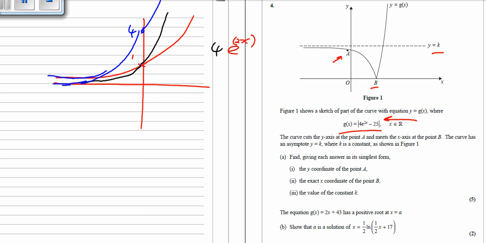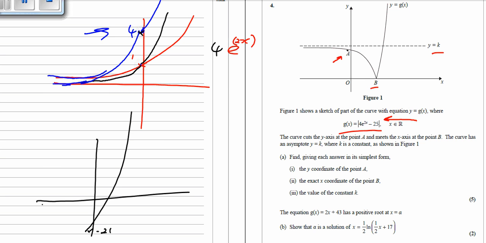And then what we're going to do is we're going to take away 25. So if we take away 25, that means taking our curve here and just moving it down by 25. So if it goes through at 4 at the moment, it's now going to go through at minus 21. It's going to do something like that. And whereas the asymptote beforehand was the x-axis, if we go down 25 from that, that's going to be at minus 25. That's the asymptote down there.